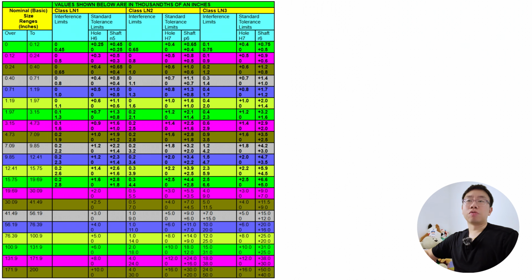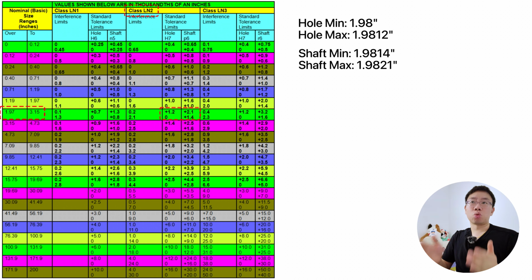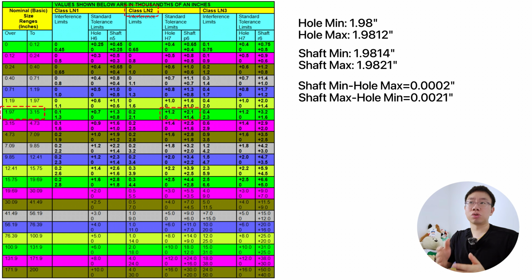Using the ANSI B4.1 system, we will select an LN2 fit, which is a locational interference fit and is considered a true interference fit. Checking the standard table for a 1.9 inch nominal diameter, the typical permissible limits would be 1.98 to 1.9812 inches for a hole and 1.9814 to 1.9821 inches for a shaft. That results in an interference range of about 0.0002 to 0.0021 inches.